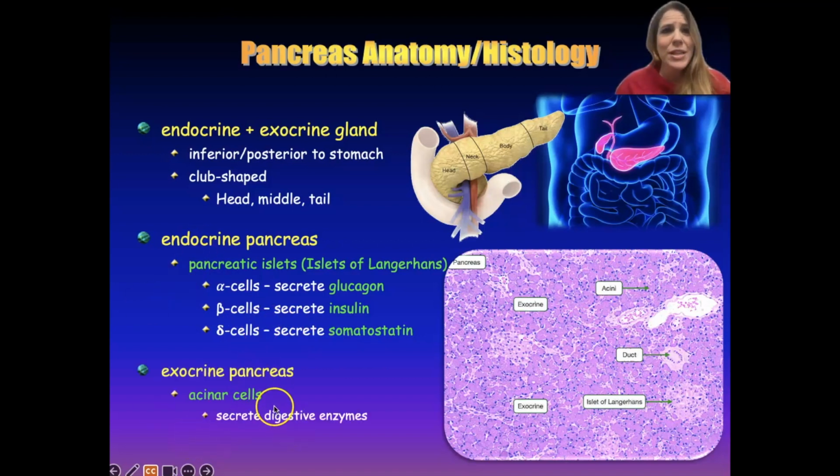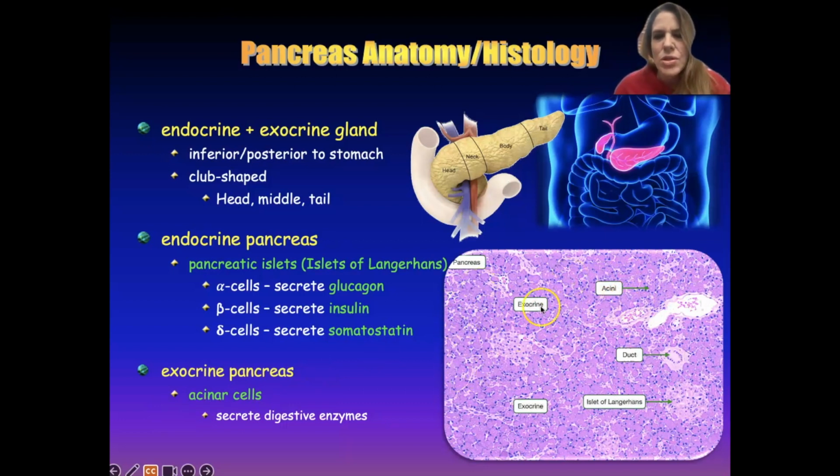Now, just briefly talking about the exocrine part of the pancreas, that's basically all the cells around these pancreatic islets. So they're not technically part of the endocrine system. They are part of the digestive system because they're going to secrete digestive enzymes that are going to play a role in breaking down your food. And those cells are called acinar cells or acini, and you can just see their nuclei all over the place here.